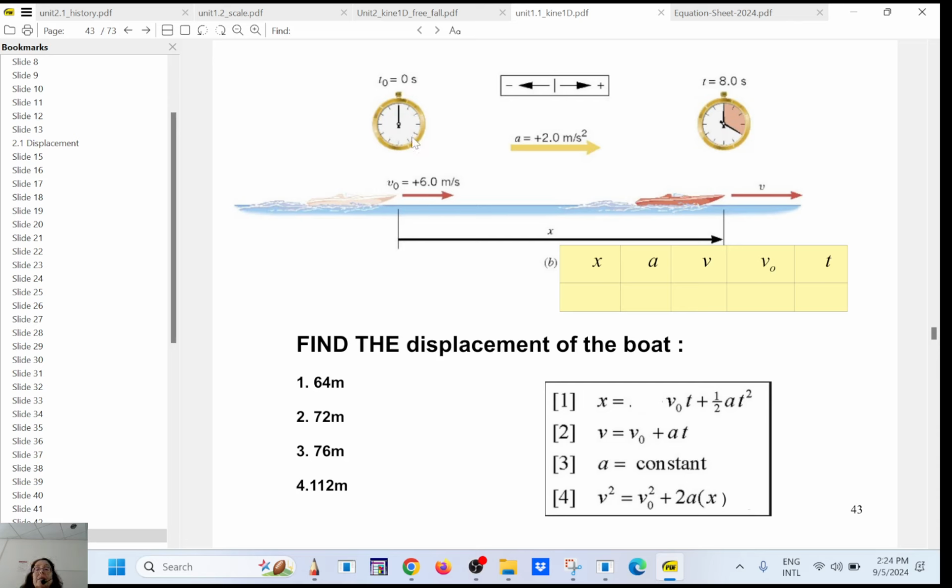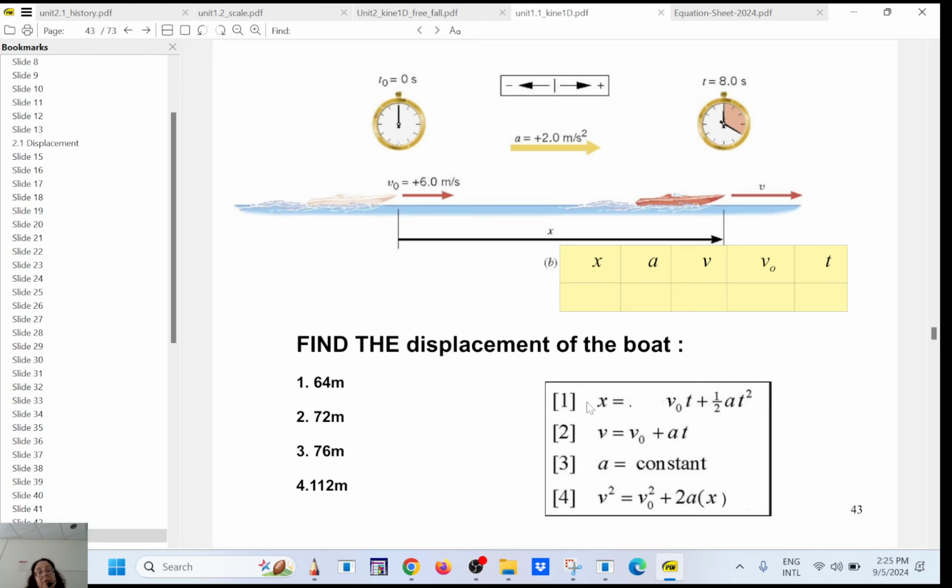Here it says when you start your stopwatch, the velocity is 6. When you stop the stopwatch, the velocity is v, and the acceleration is 2, which means after 1 second, how fast is it going? It had 6 to begin with, so 8. And then 1 second later, it's going to be 10, and so forth. You have your equations here, so that will be the displacement. You can put a delta there.